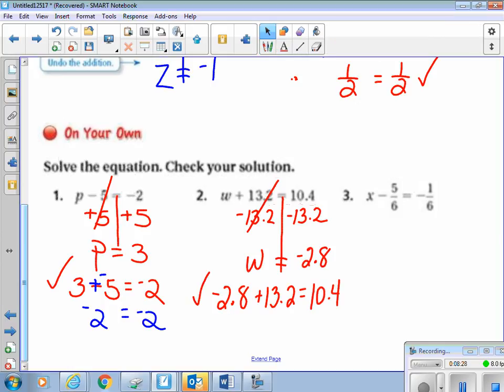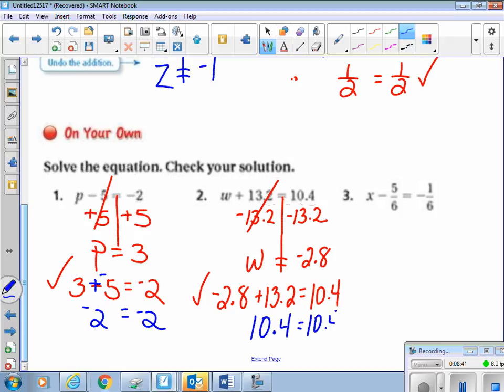Negative 2 and 8/10 plus 13 and 2/10. They have different signs, so you're finding the difference. You're actually subtracting them, taking the sign of that higher absolute value, which is that positive 13 and 2/10. That leaves me with positive 10 and 4/10, which is what I have on the other side. So it checks out and we're good.